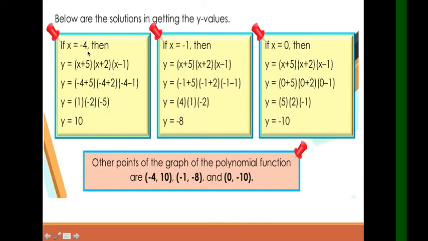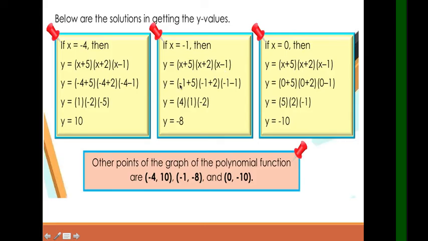So, if x equals negative 4, then that is negative 4 plus 5, negative 4 plus 2, and negative 4 minus 1. This one, negative 4 plus 5, they don't have the same sign, so the answer is 1 because we need to subtract them. Negative 4 plus 2 is negative 2 because 4 is bigger than 2 and 4 is negative. Negative 4 and negative 1, they have the same sign. In the rule of addition, add the integers and copy the sign. So we have 4 plus 1, 5, copy the sign, negative. Then negative 2 times negative 5 is positive 10 times 1 is positive 10. So y equals 10.